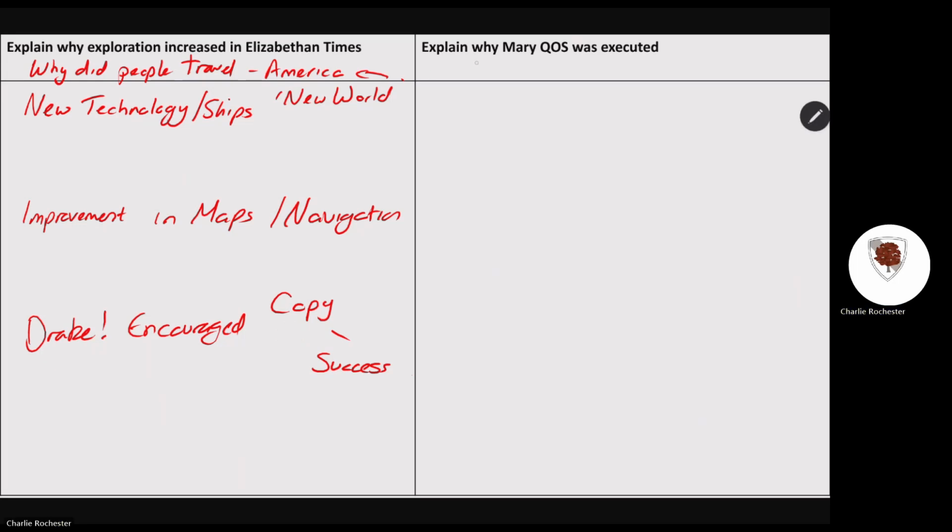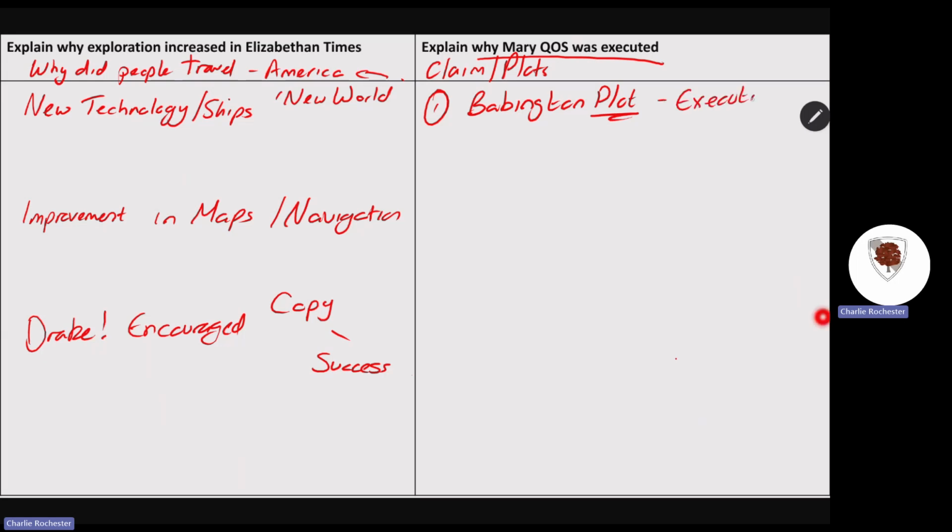Now, why Mary was executed does very much come back to claims and plots that we've spoken about previously. So the paragraphs that you'd write about here: you talk about the Babington plot again. You talk about why that plot directly linked to execution. You talk about Mary's claim to the throne and why, again, that was a threat which led to the execution.